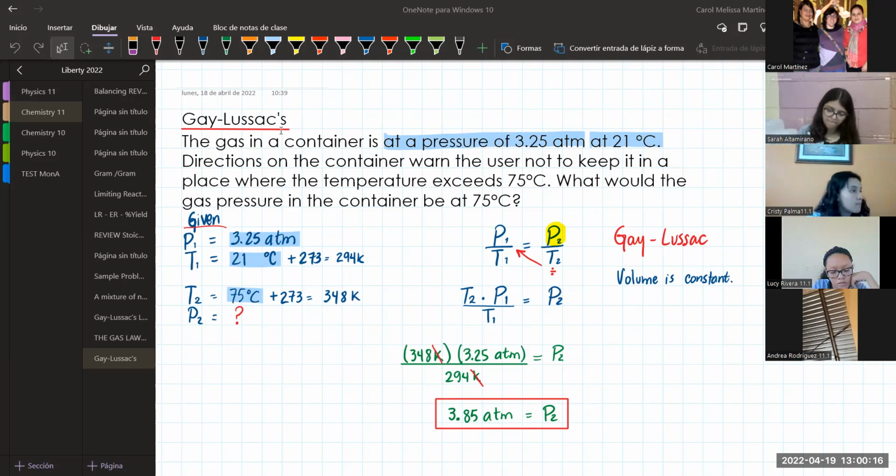So in here, again, I repeat the isolation process. Just T2, that is affecting my pressure two, is the one that is going to be changing the position. And remember, you're going to move it to the other side, to the opposite side. It's going to be doing the opposite operation, okay? So T2 was divided and it goes to the other side to multiply.